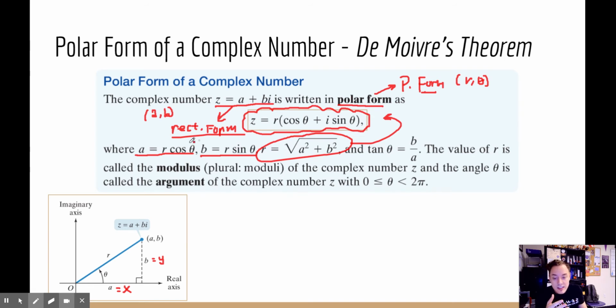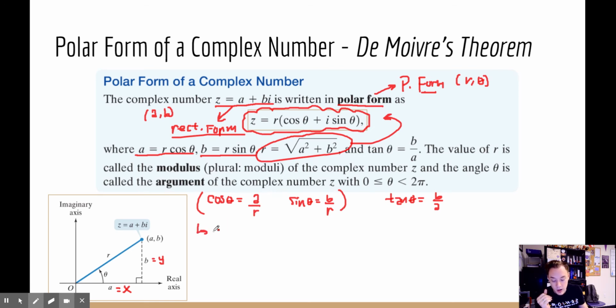Well, if I use these definitions, specifically if I use cosine of theta in my complex form, cosine of theta equals A all over R. And if I use sine of theta equals B all over R. And if I go even further, tangent of theta equals just B all over A. I can use specifically these two to simplify as follows.